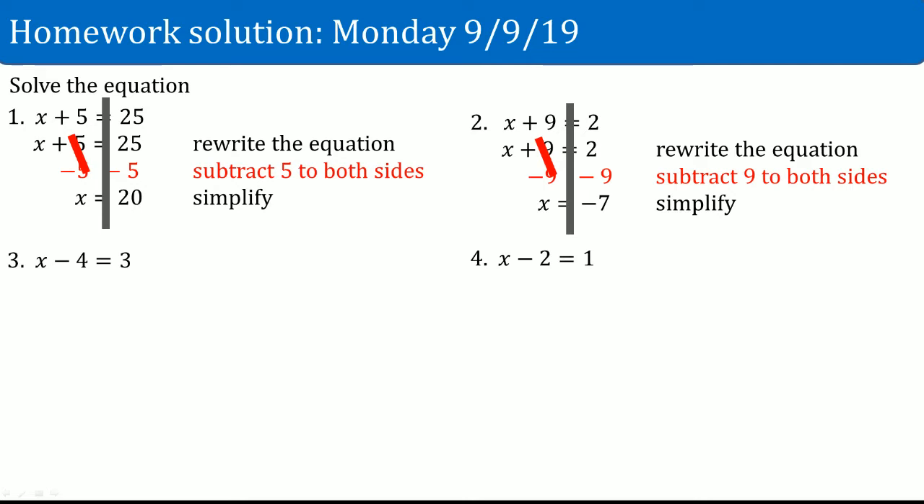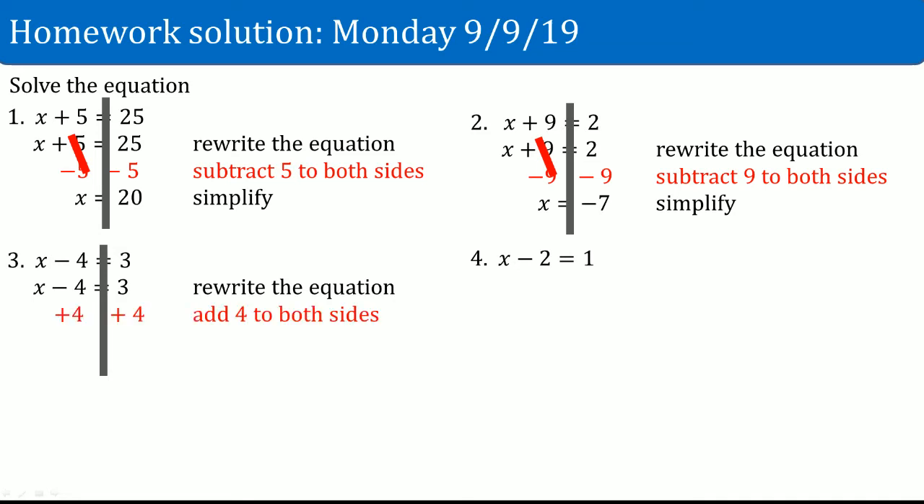Number 3, x minus 4 is equal to 3. First step is always to write down the equation, then draw the line straight down to separate the left from the right. Right now, what is attached to the x? A minus 4. What do I do to get rid of a minus 4? I add 4. Add 4 to both sides. What I do to the left has to be done to the right. Okay, the minus 4 and the plus 4 cancel out. What I have left over on the left-hand side is an x, and on my right-hand side, 3 plus 4 becomes 7.